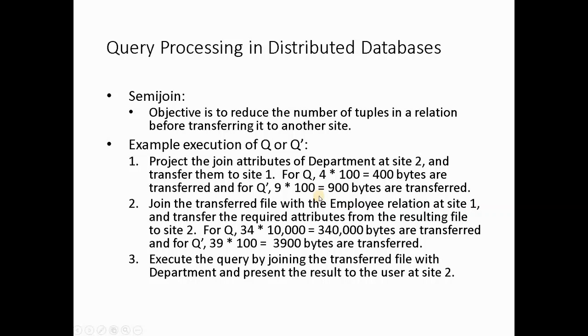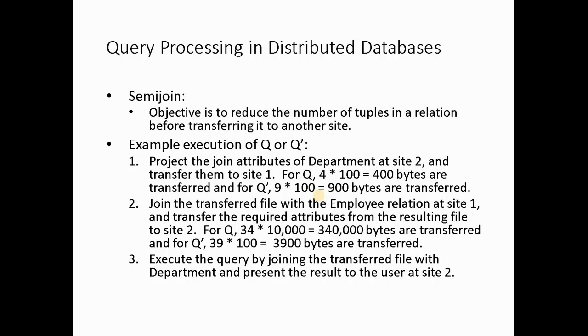So let's look at the semi-join. The objective of semi-joins is to reduce the number of tuples in the relation before it is transferred to another site. For example execution, if you look at Q and Q dash, what you could do is project the join attributes of the department at site 2 and transfer them to site 1. For Q, it will be 4 into 100, 400 bytes transferred, and for Q dash, it's 9 into 100, 900 bytes. Then join the transferred file with the employee relation at site 1 and transfer the required attributes from the resulting file to site 2.